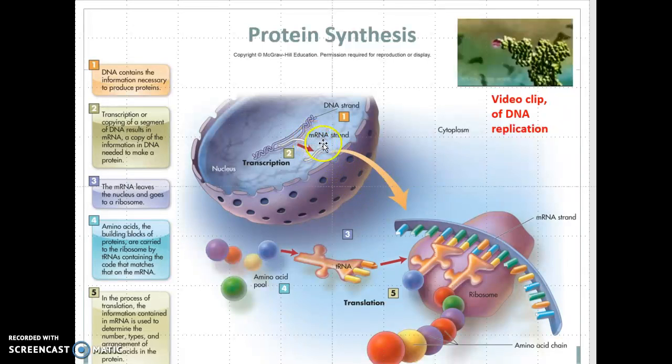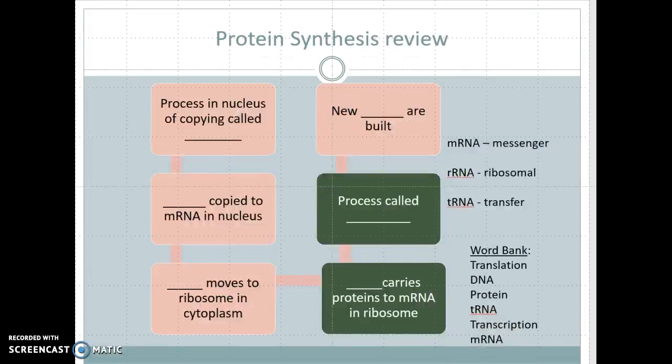So the messenger carried the first piece right here out, placed it on the ribosome. The transfer RNA located the amino acids and brought them on, and then you form a new protein. So that's how that's formed. Every cell of your body has a particular order, a particular type of protein that needs to be made.